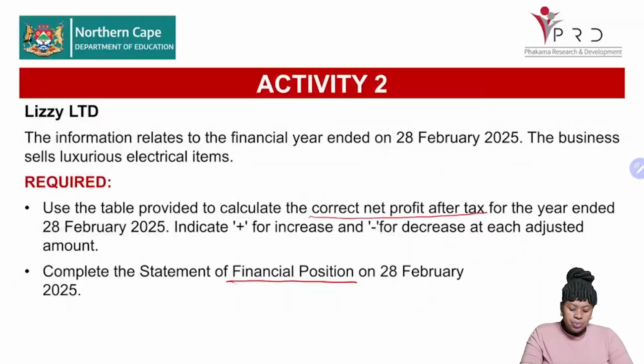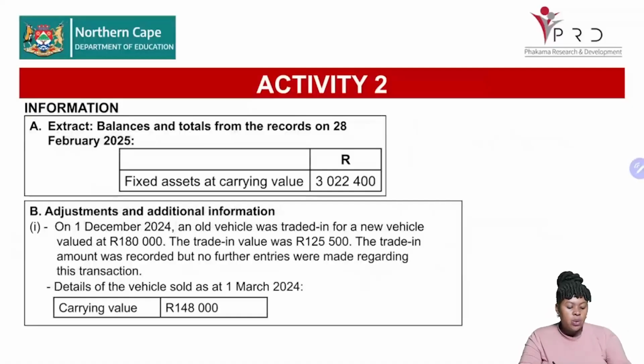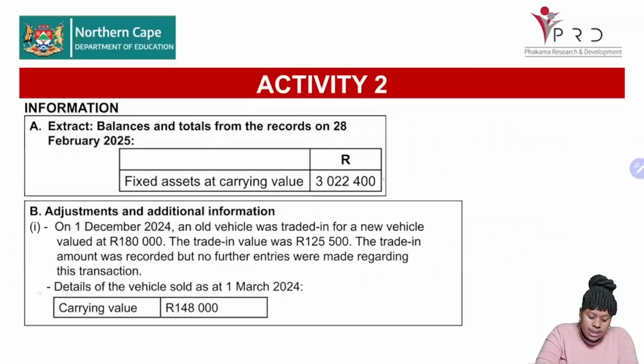Okay, so it says there, Lizzie Ltd, this information relates to the financial year ended on 28 February 2025, the business sells luxurious electrical items. Okay, so the first activity that we are going to do, we are going to deal with our fixed assets. So they've given us our fixed assets at carrying value, and then you have to calculate now the depreciation, obviously, but also you must be able to identify that we have sold a vehicle as well.